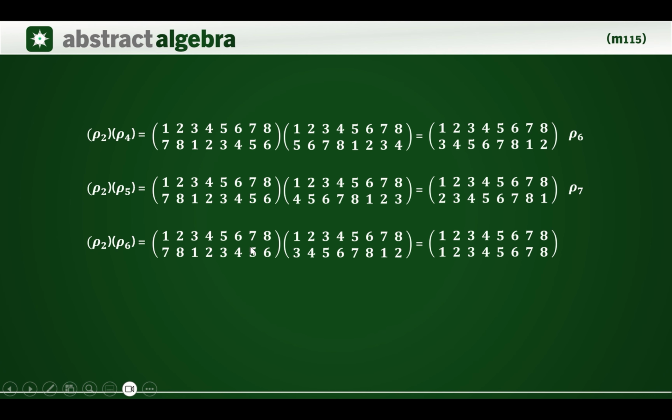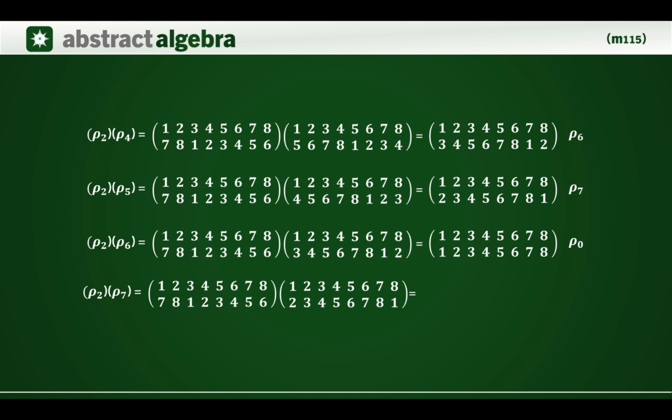5 maps to 7, 7 maps to 5, therefore 5 maps to 5. 6 maps to 8, 8 maps to 6, therefore 6 maps to 6. 7 maps to 1, 1 maps to 7, therefore 7 maps to 7. 8 maps to 2, 2 maps to 8, therefore 8 maps to 8. So the result for the composition of rho sub 2 to rho sub 6 is rho sub 0. Next is the composition of rho sub 2 to rho sub 7.